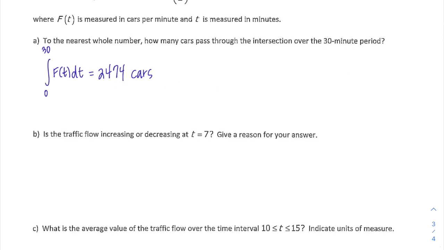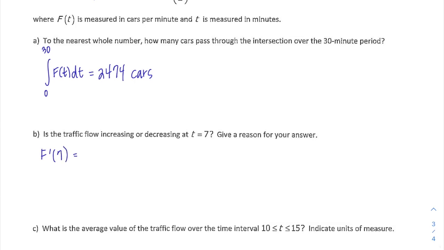That is part A. For part B, is the traffic flow increasing or decreasing at t of 7? Give a reason for your answer. So we want to know if the traffic flow is increasing or decreasing. So we're going to do f prime, because that tells us whether the slope is positive or negative at 7. So we can do that on our calculator.